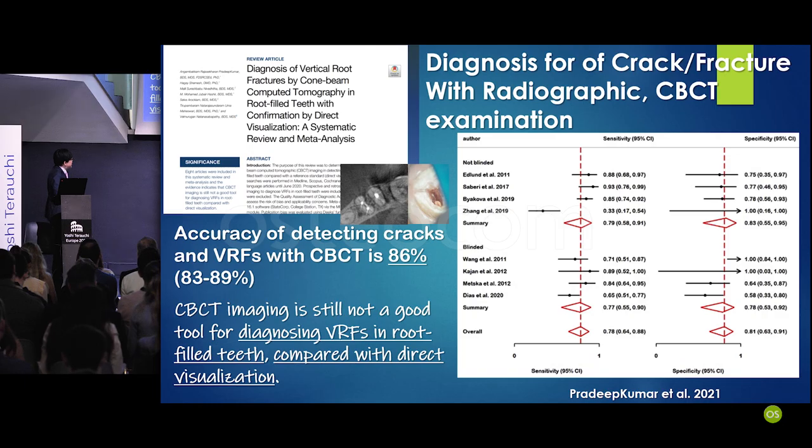So what is the detection rate of the vertical root fracture with the CBCT? CBCT imaging is still not perfect. It's around 83 to 89%. The detection rate of vertical root fracture with CBCT is 83 to 89%, on average 86. So it's not 100%. Don't trust CBCT in 100% of the cases. But you have to tell your patient, it's not 100%. It's around 80, 85, 86%. So if I don't see any cracks on the CBCT, it doesn't mean your tooth is not fractured.